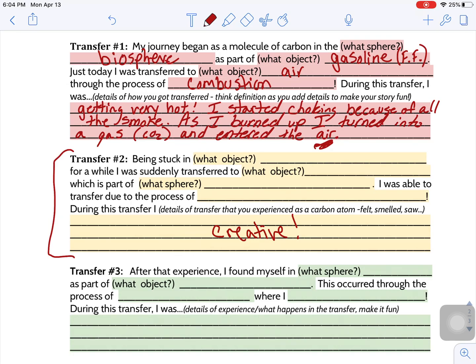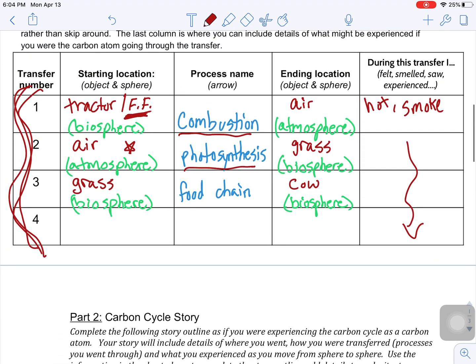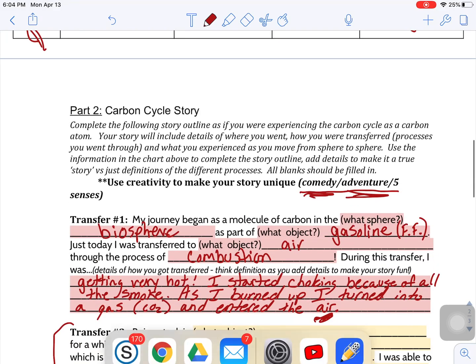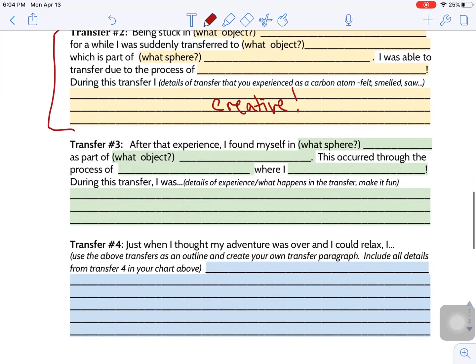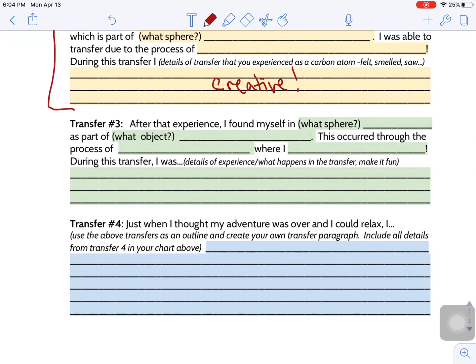Okay, my third transfer would be my next one, and so on. Okay, so you're just telling the story of your adventure through the carbon cycle. Okay, have fun with it, be creative with it, and turn it in by 11:59 on Tuesday.